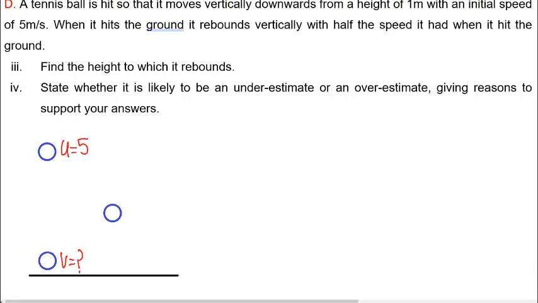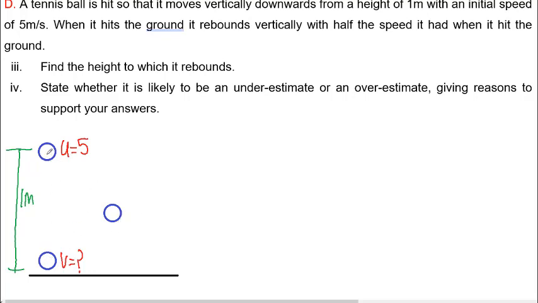However, we are told that the height here is 1 meter. So we basically have everything to be able to solve this problem. The first thing we're going to do is find the speed here. Then we can divide it by 2 because it rebounds with half. Then we can find this height here by using basically the same equation as here, but with different numbers.